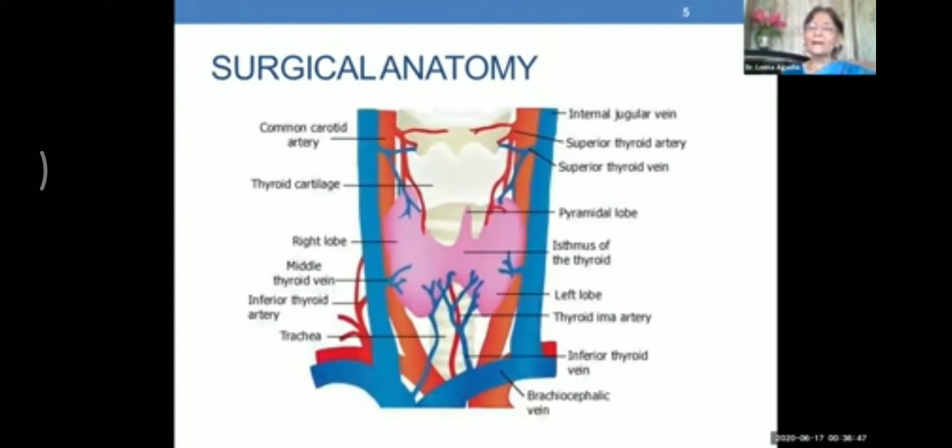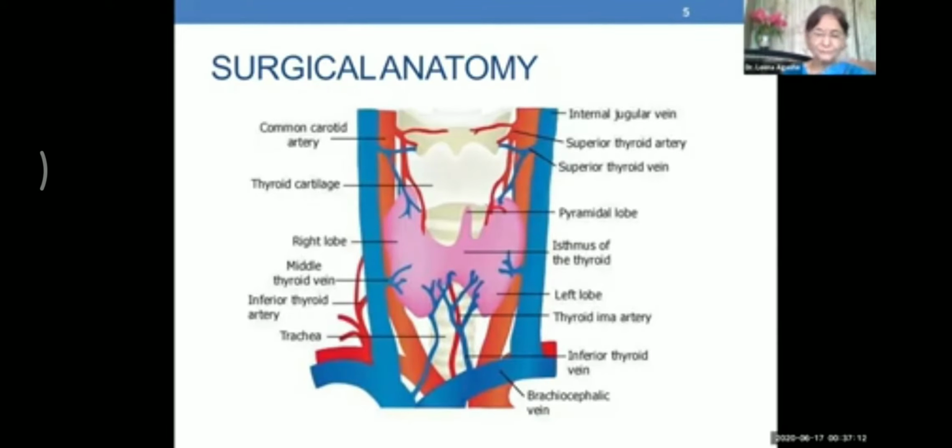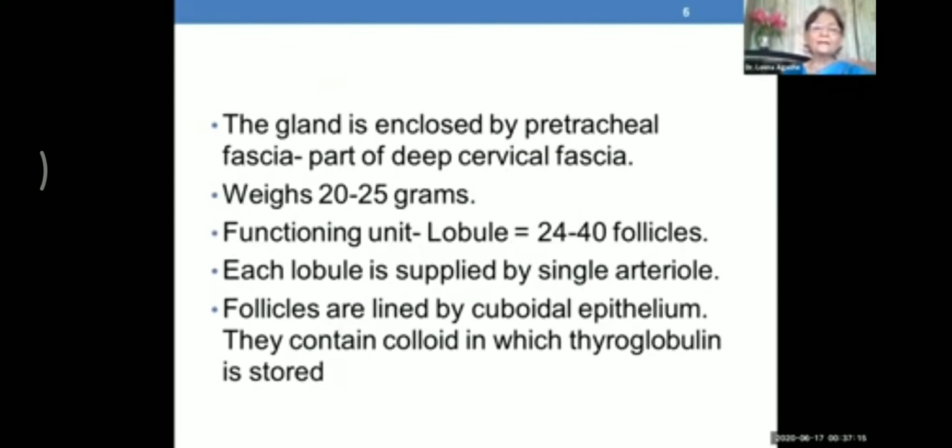Here in this diagram, we can see the surgical anatomy of the thyroid. It is present in front of the neck, in front of the thyroid cartilage. It is a butterfly-shaped gland having two lobes, right and left, and both the lobes are connected in the center by the isthmus, which is lying at the level of the second, third, and fourth tracheal rings. The gland is enclosed by the pretracheal fascia, which is a part of the deep cervical fascia.